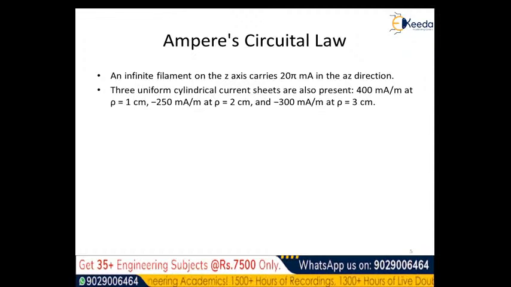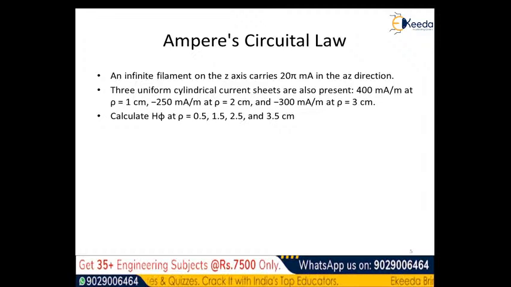Then the second one is carrying minus 250 milliamperes per meter at rho equal to 2 centimeters, and the third one minus 300 milliamperes per meter at rho equal to 3 centimeters. Now we are asked to calculate the magnetic field intensity component H phi at rho equal to 0.5, 1.5, 2.5 and 3.5. So this is our problem statement. As per the problem statement, we have to compute the magnetic field intensity at these four places.